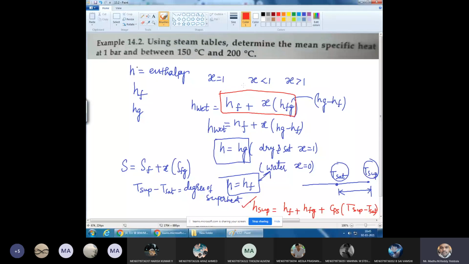So here you should remember two formulas, that is enthalpy of steam and enthalpy of superheated steam. If x equals 0, we can call it the fluid. If x equals 1, dry and saturated. If x is less than 1, wet steam. If x is greater than 1, superheated steam. Okay, right.